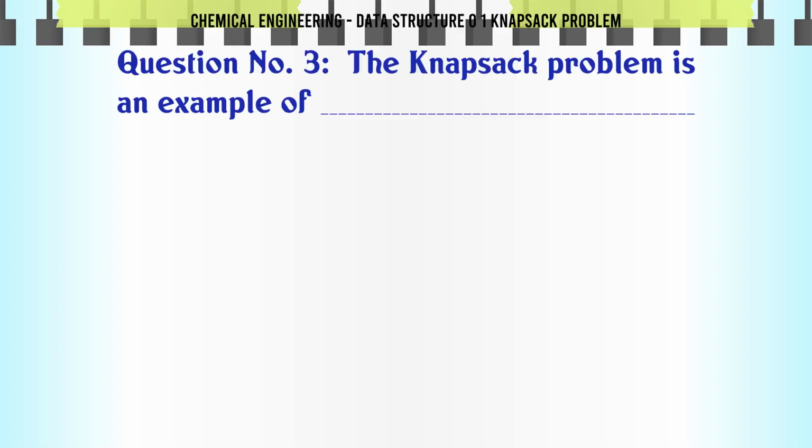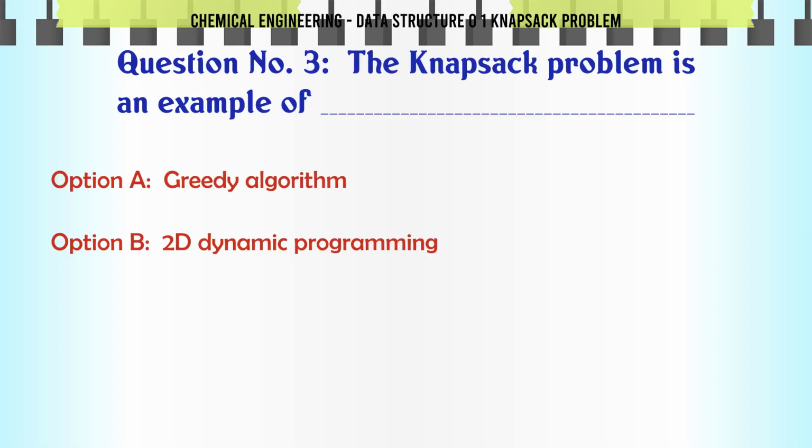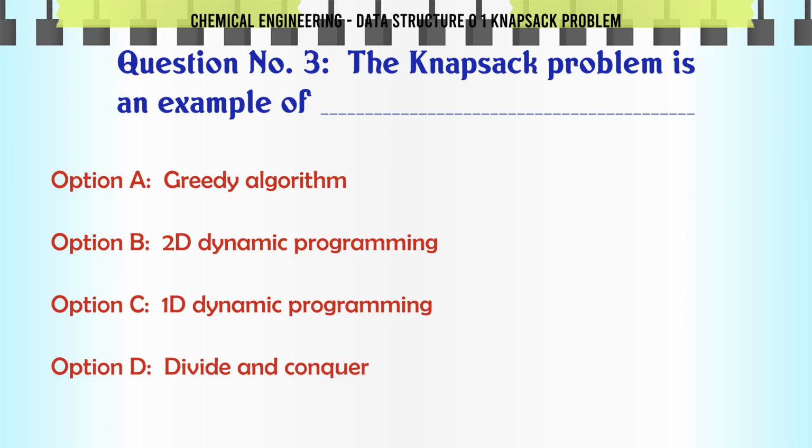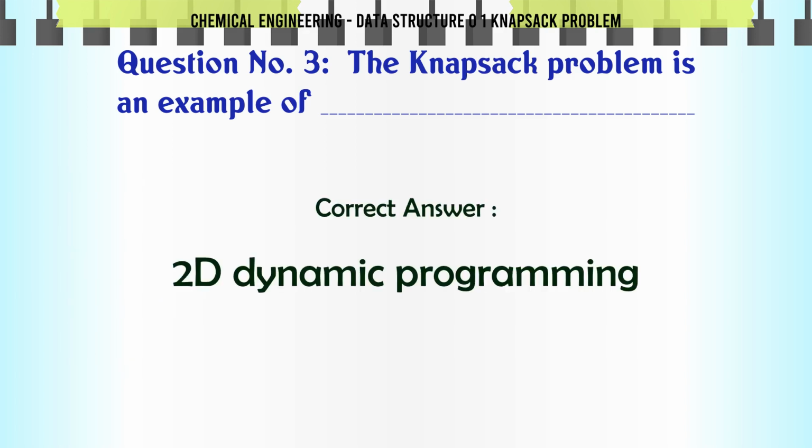The knapsack problem is an example of A. Greedy algorithm. B. 2D dynamic programming. C. 1D dynamic programming. D. Divide and conquer. The correct answer is 2D dynamic programming.